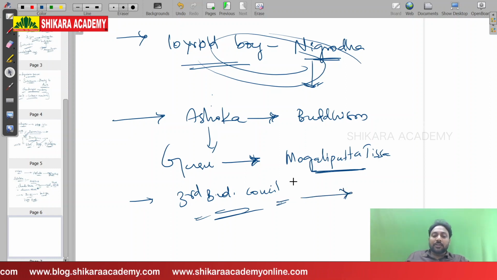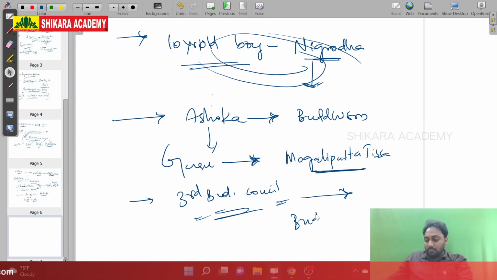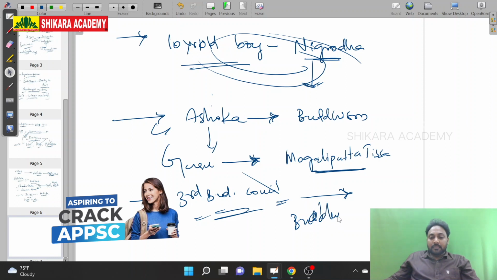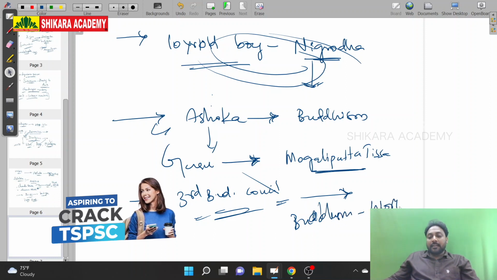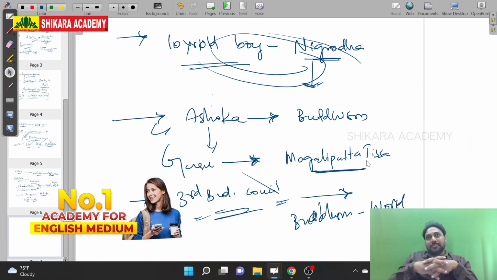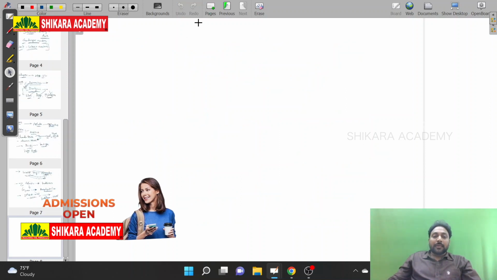In this third Buddhist council, Ashoka made Buddhism an international and worldwide religion, because he sent Buddhist monks to Greece and Egypt. He sent Buddhist monks to Sri Lanka. In fact, he sent his own son and daughter to Sri Lanka to spread Buddhism.